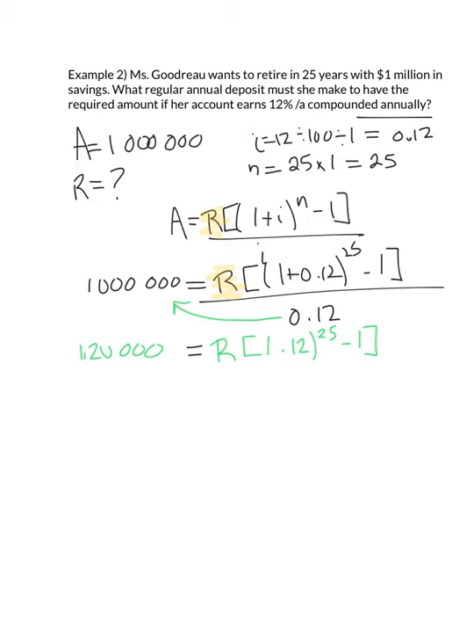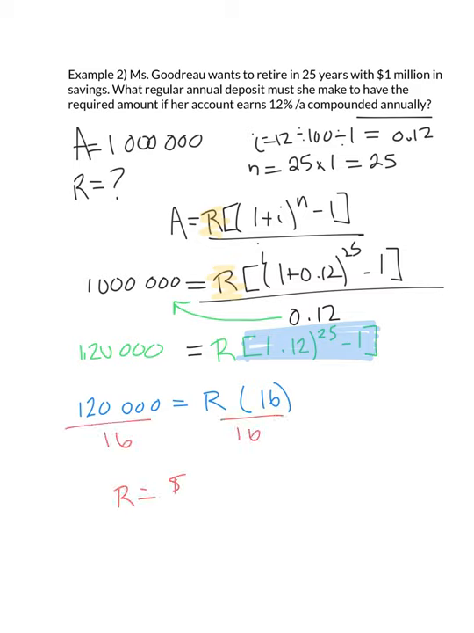I'm going to go ahead and simplify this bracket here. So these are all numbers, so I'm just going to go ahead and multiply all of that through. And when I do that, I'm left with 120,000 equals R times 16. I want to get my R by itself, so I'm going to divide both sides by 16, and I'm going to get $7,500. So this is saying that if I invest $7,500 once a year for 25 years, I will end up with $1 million.